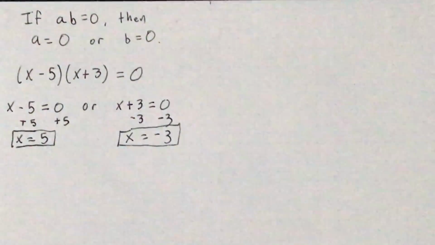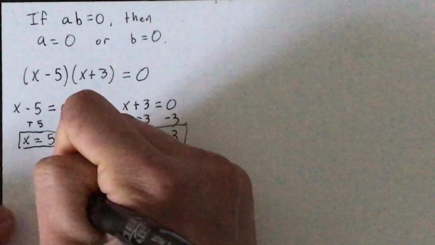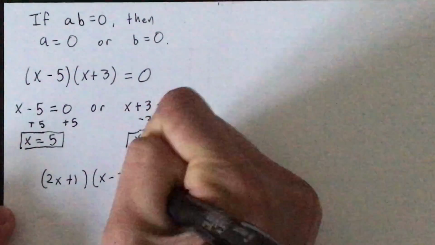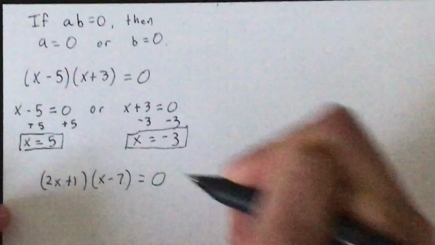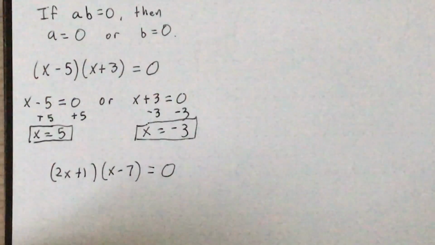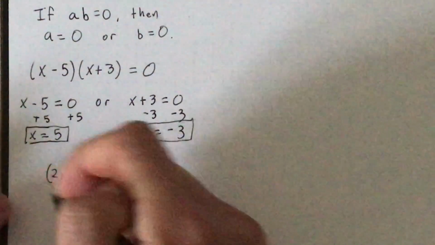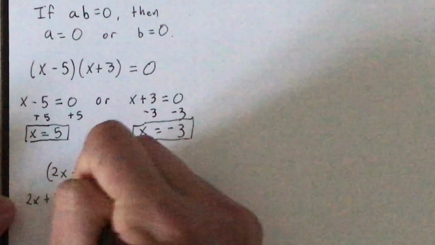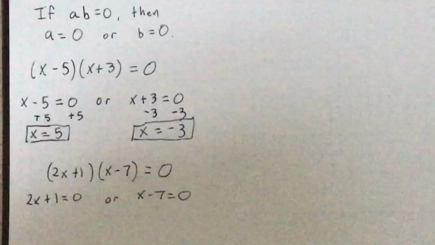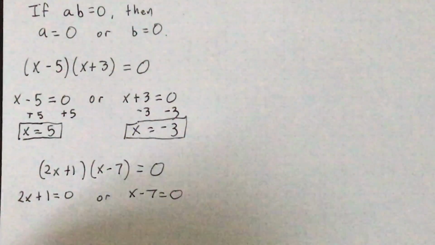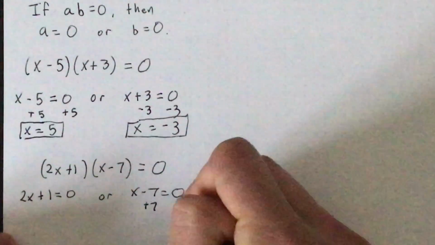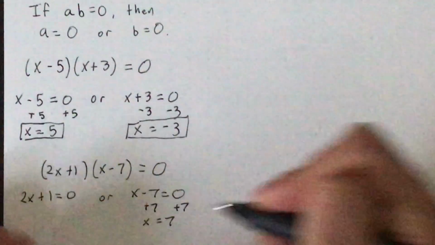Okay, so let's do another problem. 2x plus 1 times x minus 7 equals 0. Again, if they multiply to equal 0, that means one of these must equal 0. So 2x plus 1 equals 0 or x minus 7 equals 0. Then we have to solve these two equations. Let's do the second one first because that's easier. Just add 7 on both sides.